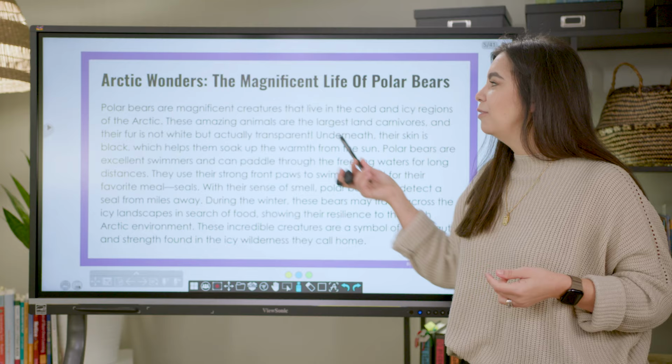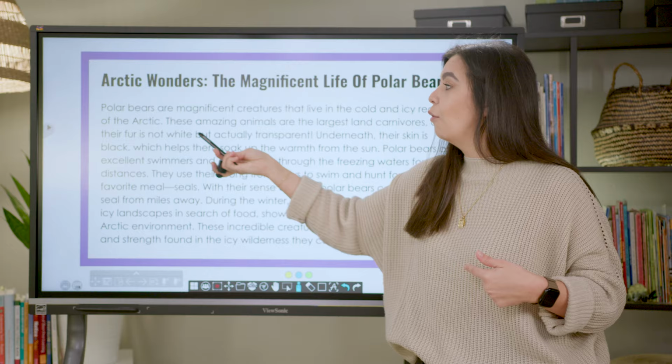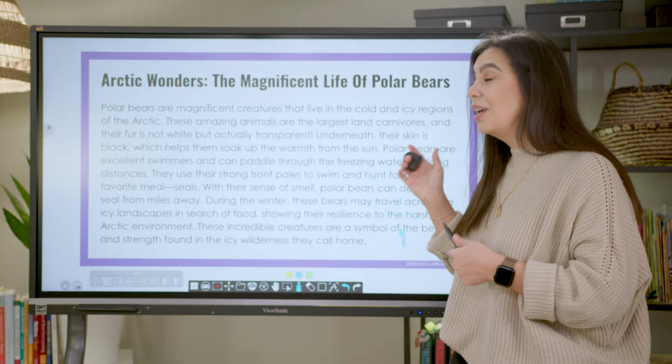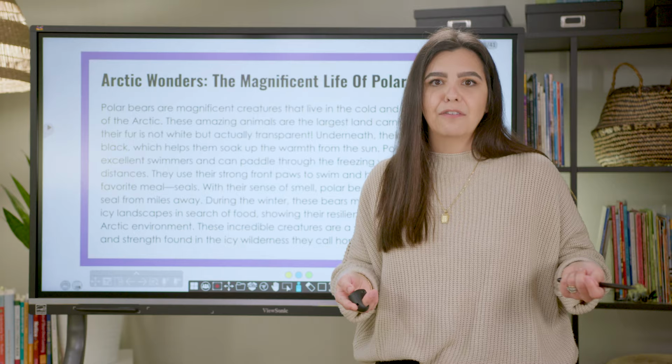"These amazing animals are the," and then they would say largest, land, and "their fur is not white, but actually," and then you can have a conversation about it. So this one is really nice, but again, it's about being intentional with how you're having your students fill in those words, rather than just having them fill it in for the sake of filling it in, because that doesn't make it meaningful for them.